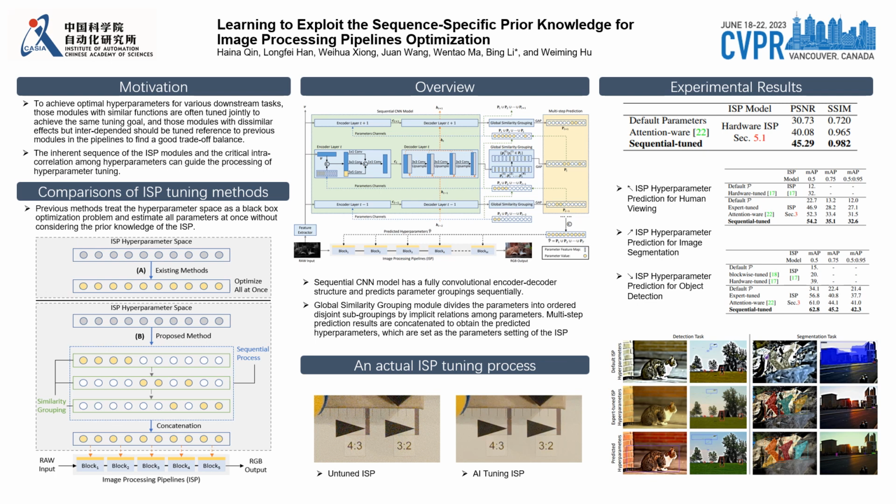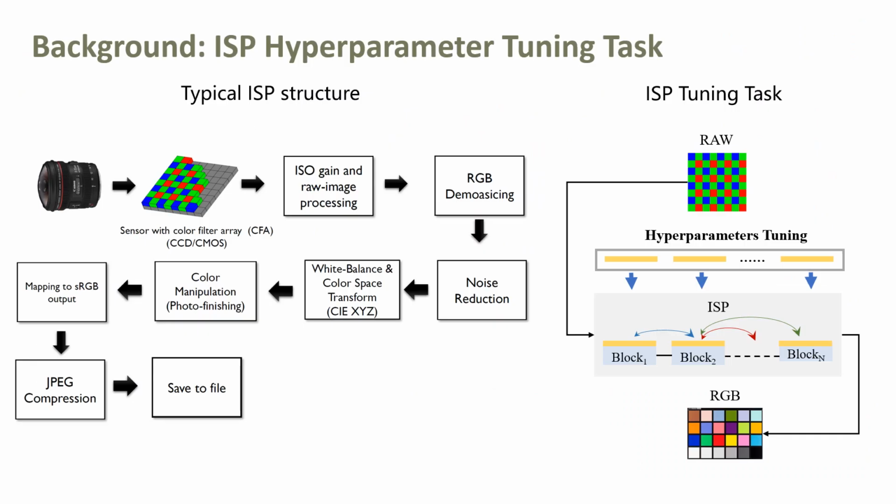Inspired by the operating principles and structure knowledge of ISPs, we first propose a sequential ISP hyperparameter prediction framework. It is effective to introduce sequence information and similarity relations in the high-dimensional hyperparameter space. The model runs recurrently by predicting a group of parameters at each step, and hyperparameter groupings are determined based on similarity among parameters. We validate the effectiveness of our method in a variety of downstream tasks. Let's present in more detail.